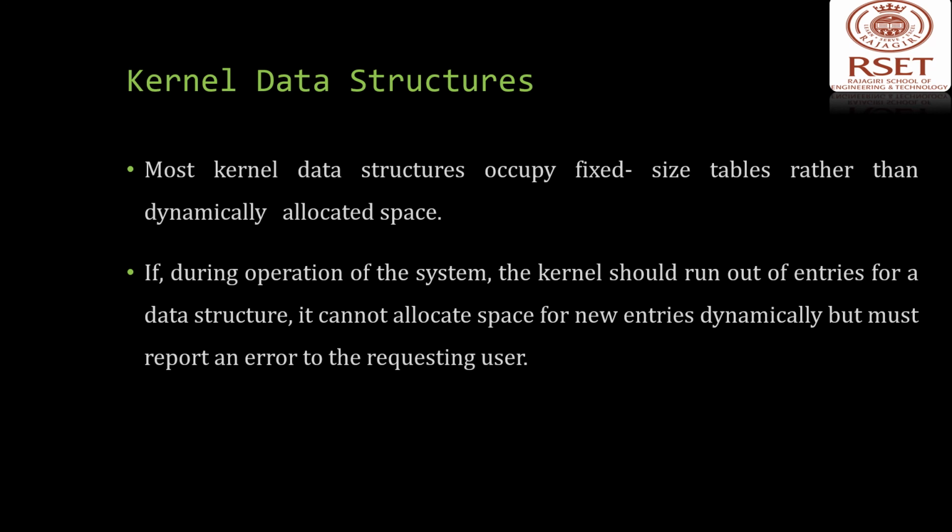Now let's discuss kernel data structures. Most kernel data structures occupy fixed size tables rather than dynamically allocated space. What is the advantage of this approach? It is very simple. Kernel code is very simple, but it limits the number of entries for a data structure to the number that was originally configured when generating the system. That is the only problem. If during operation of the system the kernel runs out of entries for a data structure, it is not possible to allocate space for new entries dynamically, and it will report an error to the requesting user.